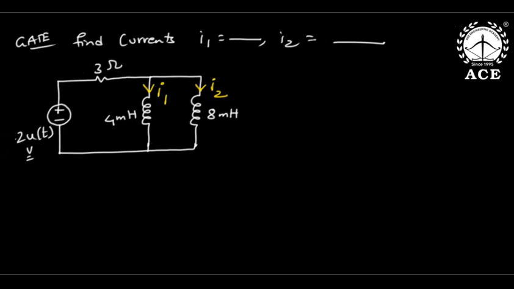This is 72 U of t, a step voltage of 72 U of t. That is the meaning. Find currents I1 and I2, everybody. Very interesting. Try to do it in 1 minute.